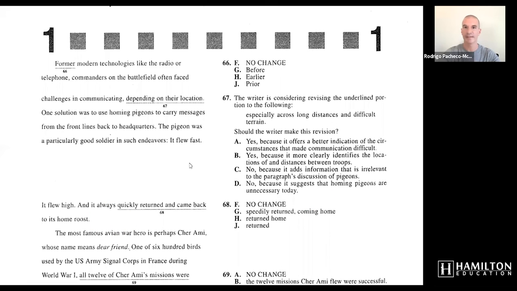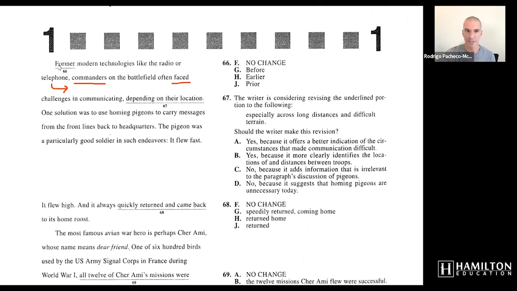So we're going to read the sentence first and try to get a sense of the intended meaning for the underlined term. So blank modern technologies like the radio or telephone, commanders on the battlefield often face challenges in communicating, depending on their location. So we have here our subject and the verb, and we have a phrase. This phrase is going to set up the information that follows in the rest of the sentence in the main clause. So let's look at our answer choices.